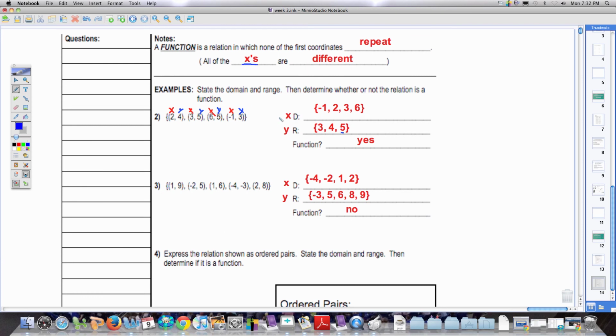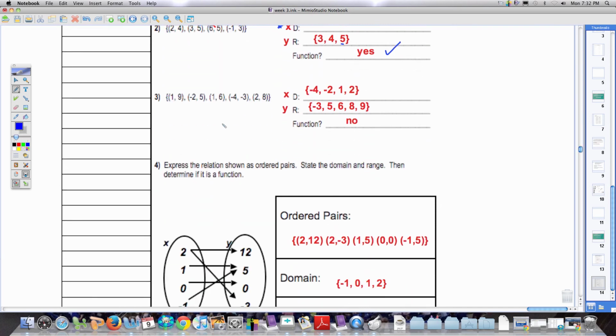Now looking at this, is it a function? How do we determine it's a function? All the x's have to be different, so I'm going to look at my domain. Do any of those numbers repeat? Are there any repeats? 2, 3, 6, -1. No, they're all different. This is a function. Yes, it is.